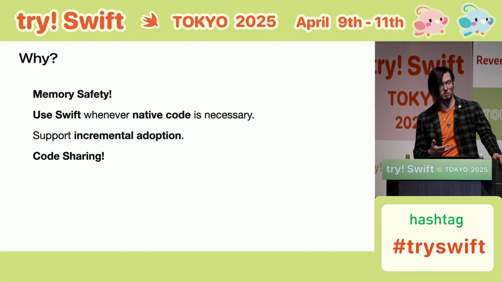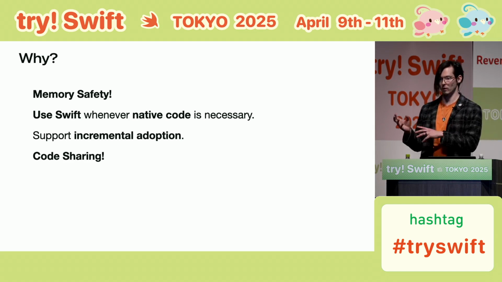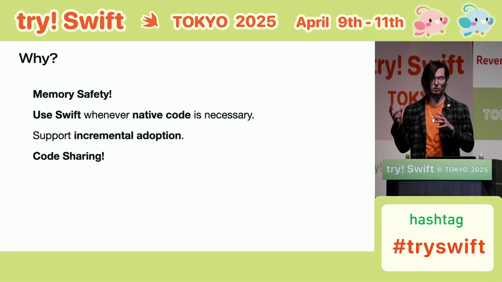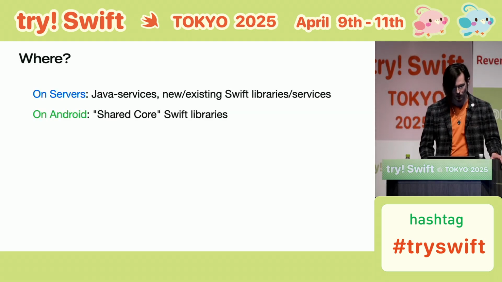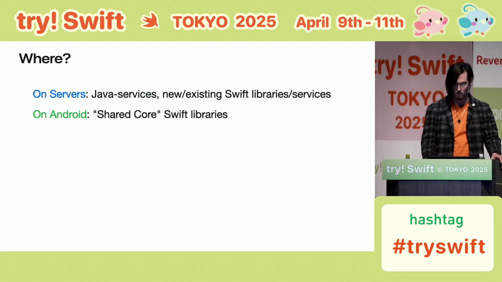And there's another aspect, which is code sharing. When you have an app and you have some shared code that maybe a server-side application also would like to use, we would like to make it easy, even for Java server-side services, to use that shared Swift code. So where do we care about this? Primarily, I'm currently working on Java services use cases. So new and exciting Swift libraries that people would like to use from their Java services. But also on Android, where this shared core library might be quite interesting.